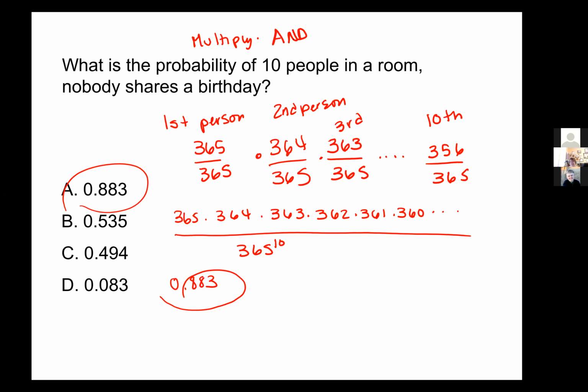If it's an and type probability, we multiply. If it's an or type probability, we add. So we use the multiplication rule if it's an and, and we use the addition rule if it's an or. So the probability of A or B, we would add the probabilities together.